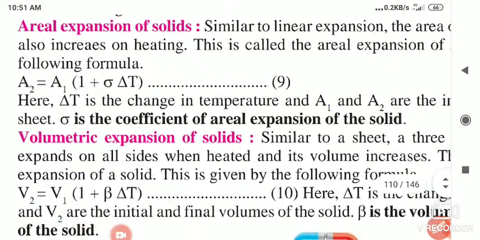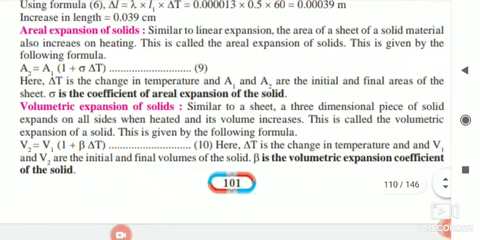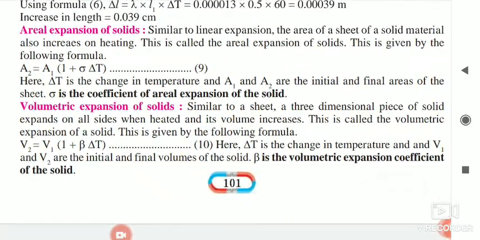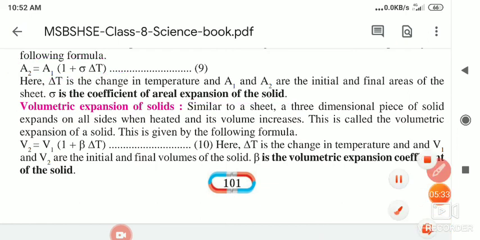Here delta t is the change in temperature, and A1 and A2 are the initial and final areas of the sheet, and this sigma is the coefficient of areal expansion of a solid. So we use this formula to find out how much the area will increase when we provide heat to the object or solid substance.